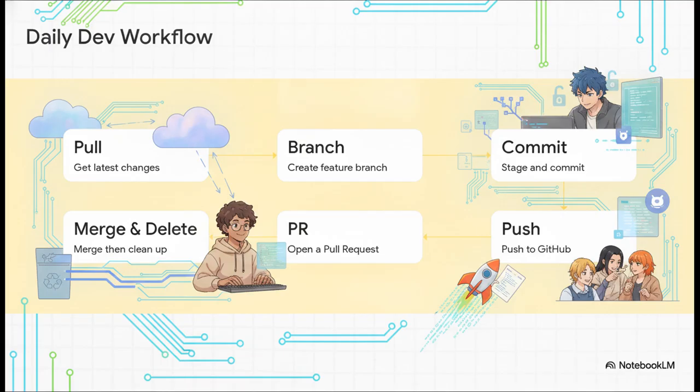First, you pull the latest changes from the cloud to make sure your local machine is completely up to date. Second, you create a new feature branch for your specific task. Third, you write your code, staging and committing your changes. Fourth, you push that branch to GitHub. Fifth, you open a pull request for your team to review. And sixth, once approved, it's merged, and you delete the branch to keep things perfectly tidy.